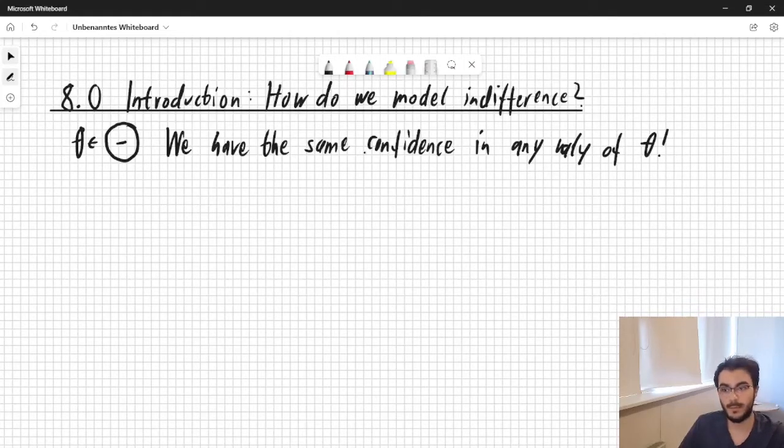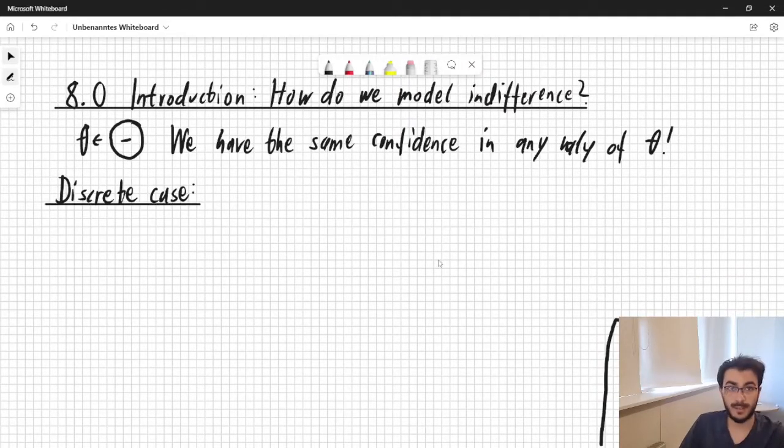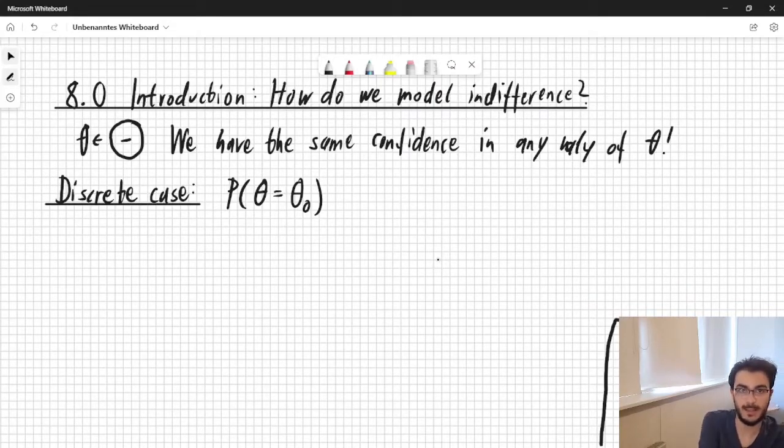This does not only have to be the case where we have no prior information. This can also be the case where the evidence is equally strong for every single case. So I've already resolved the question actually for one case, the discrete case. In the discrete case, we can just say the probability of theta being equal to some value theta 0 is the same for any single value of theta. So this implies that this probability is one constant value.